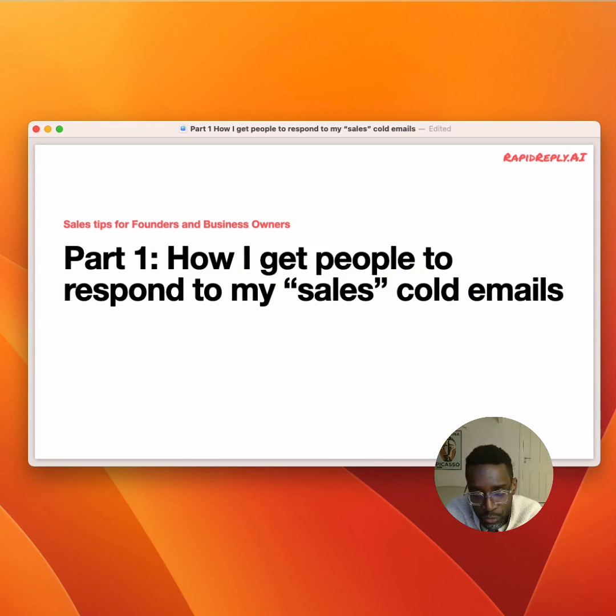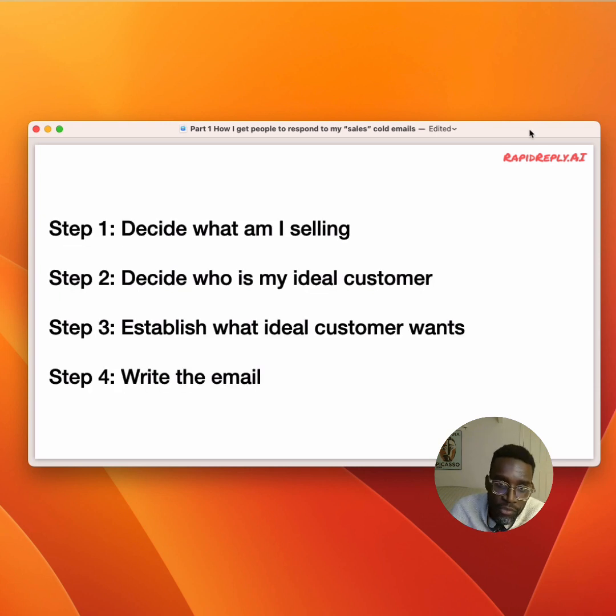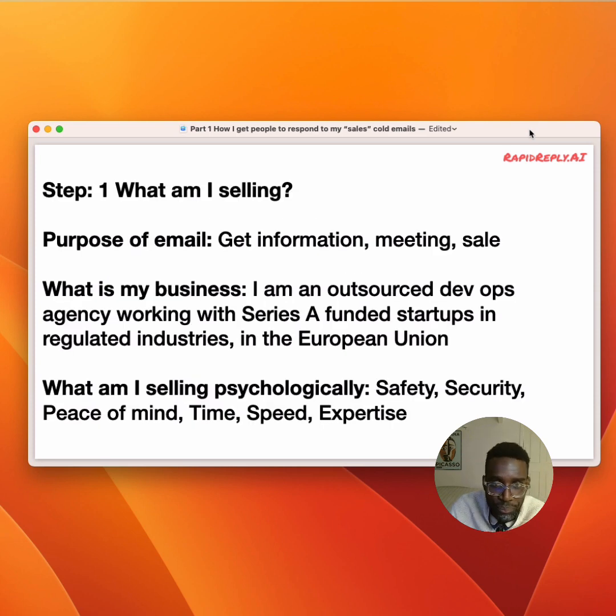It's an AI email system for founders and business owners, and today I'm talking to you about how I get people to respond to my sales cold emails. Let's dig into it. So first of all, I decide what I'm selling. Second step is decide who is my ideal customer. Step 3 is establish what the ideal customer wants, and step 4 is to write the email. And I'm going to show you an example.